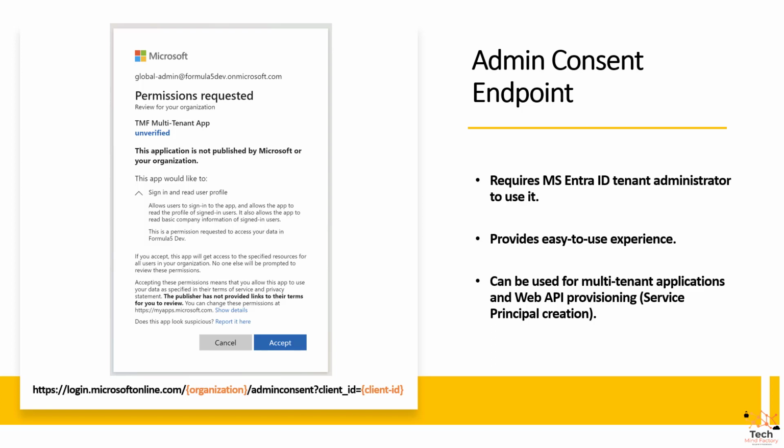And below we can see this admin consent endpoint. So it's login.microsoftonline.com/organization. Here we have to provide the tenant ID, the target tenant ID, where the service principal will be provisioned, /adminconsent, client_id equals, and the client ID of the multi-tenant application for which we want to provision a service principal in our Microsoft Entra ID tenant.